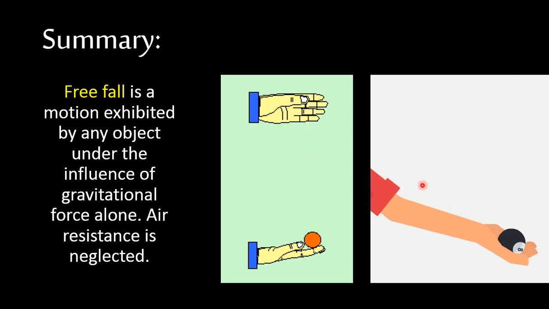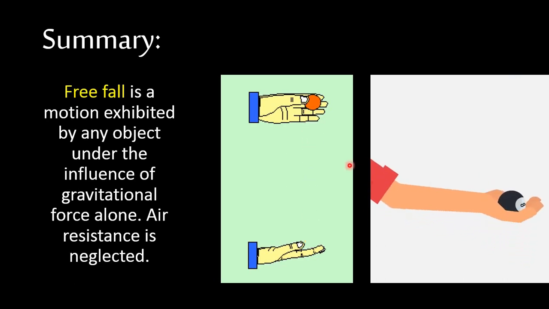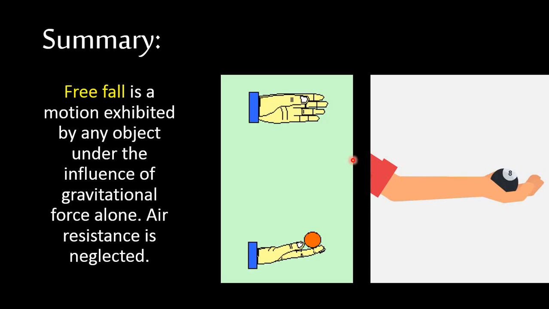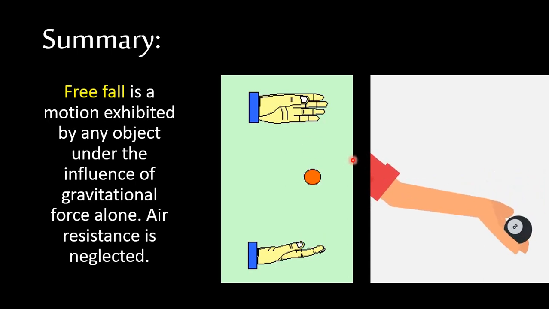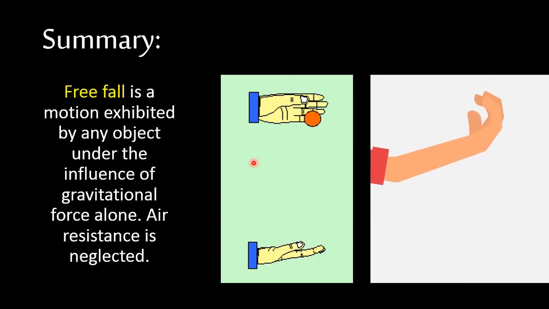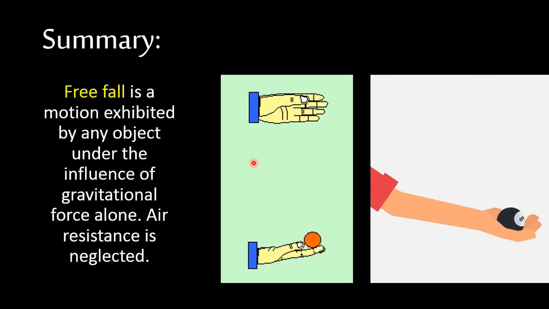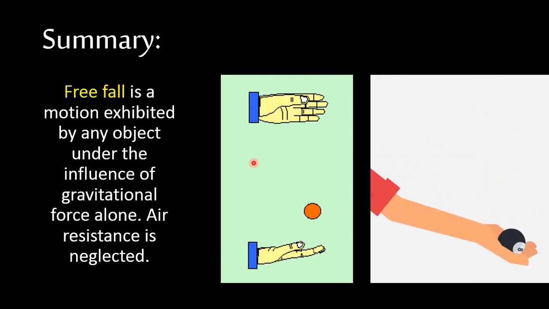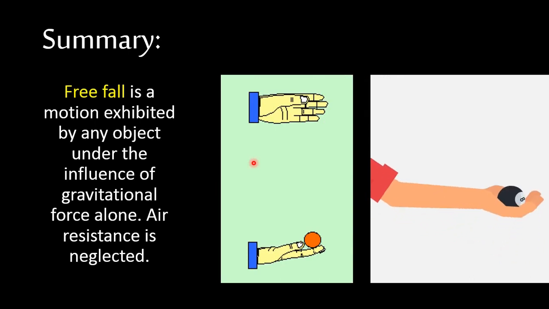So the conditions in which we can say that an object is in free fall are the following. First, the object does not touch anything. And second, it is in a vacuum. So we must neglect the air resistance.